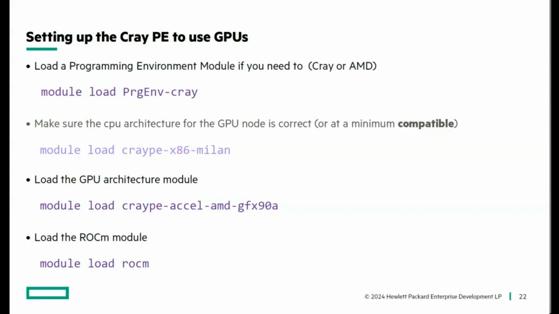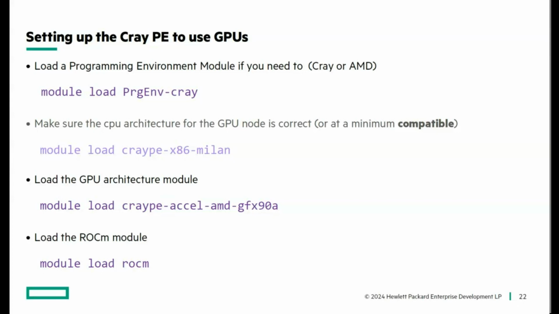On ARCHER2, technically the correct module is to load Cray PE x86 Milan instead of the Cray PE x86 Rome. But to all intents and purposes, I don't think it will make any difference. There's such a small difference between those architectures, I'm not sure the compiler would even do anything different. But just for completeness, I'm mentioning that because you might go to some other system where there's a Trento processor or something even newer. So you need to remember that step.